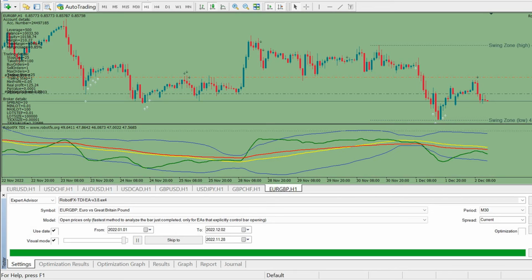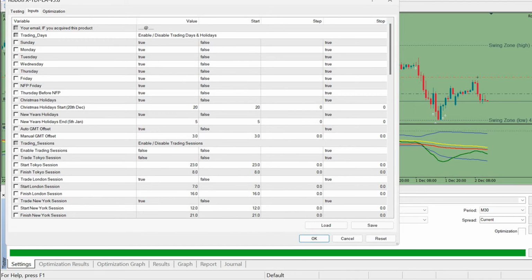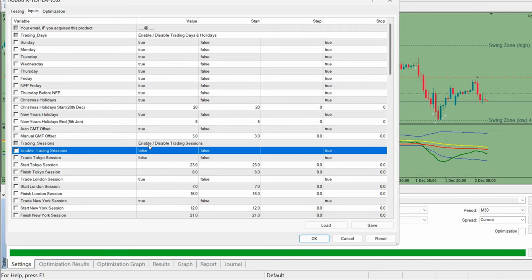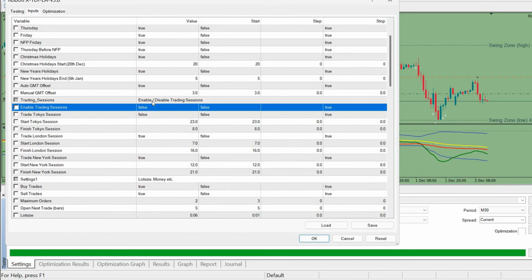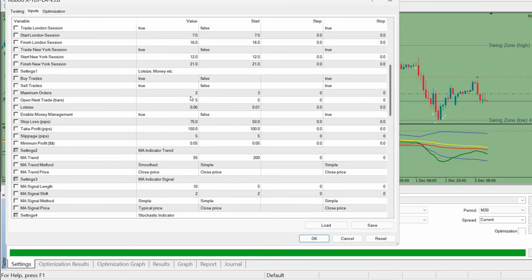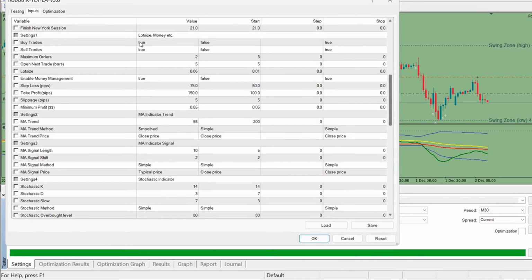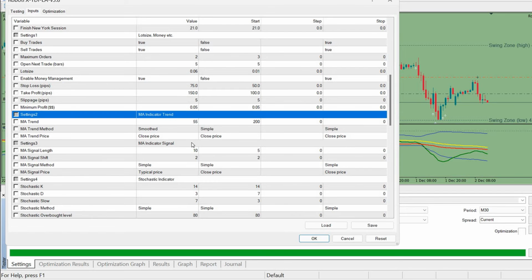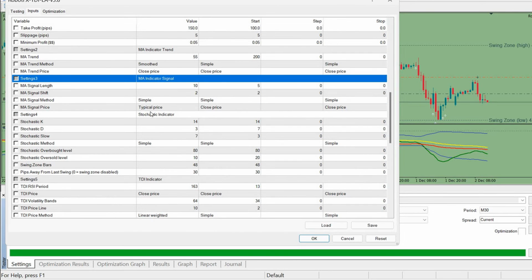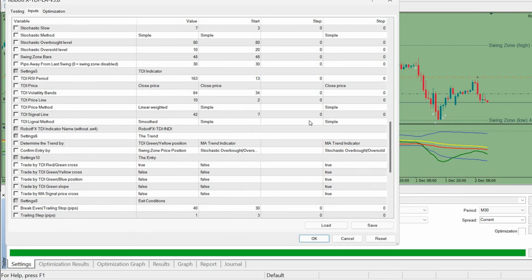I will now try the expert advisor in the strategy tester, and I have set it to very conservative trading because I want to be safe. Feel free to pause the video if you want to check the settings yourselves. I have enabled it to trade 24/7 by enabling all trading days and disabling the trading sessions. These are the money management settings. I'm not going to use the moving average trend indicator or the signal, so we can ignore this. I'm also not using the stochastic.